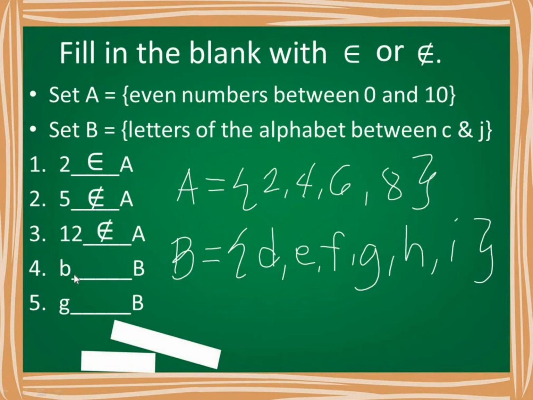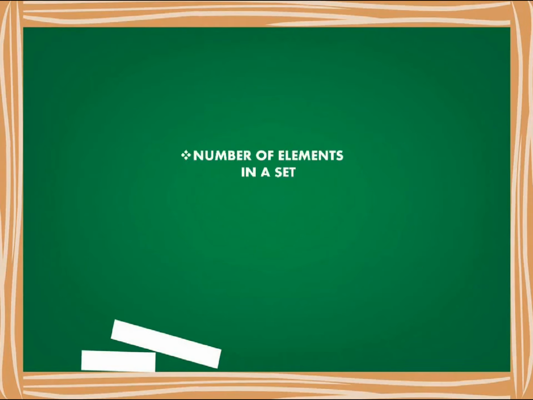Number 4. Is B an element of set B? As you can see, it is not included in our set B, so it is not an element of set B. And number 5. Is G an element or not an element of set B? As you can see, G is included in our set B, so it is an element of set B.